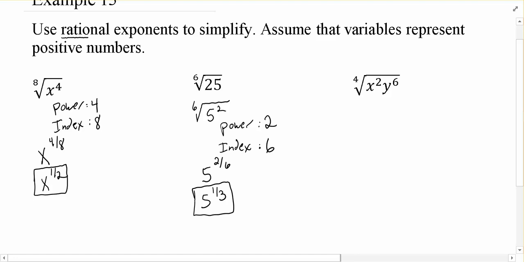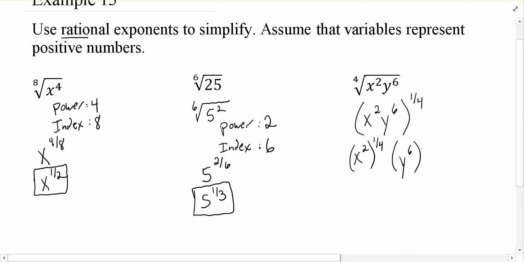Now this last one's a little bit tricky. I'm taking the 4th root of that whole thing. So if I'm using rational exponents, then what this is saying is to take x squared y to the 6th and raise that whole thing to the 1/4 power. Then I can use the power over a product rule that says take my x squared and raise that to the 1/4 power, and take my y to the 6th and raise that to the 1/4 power.